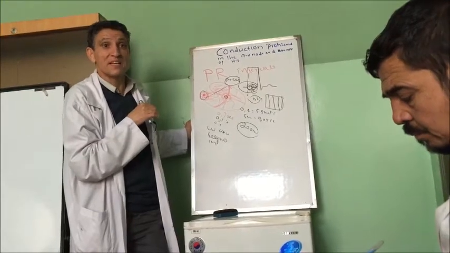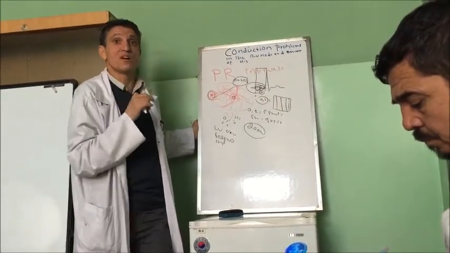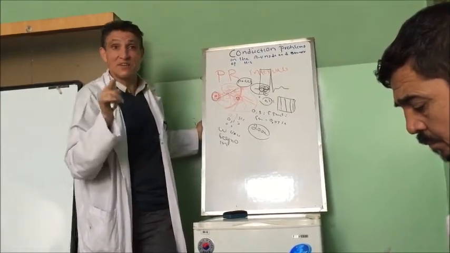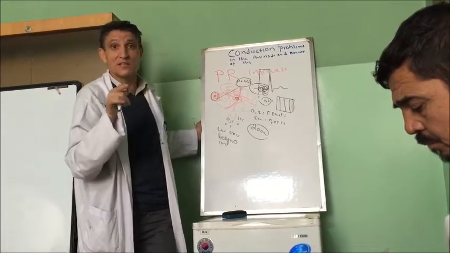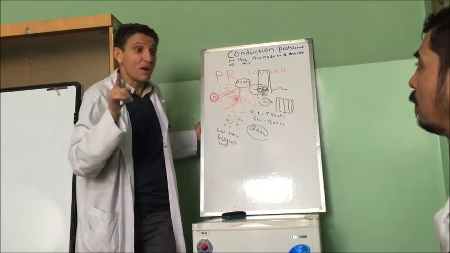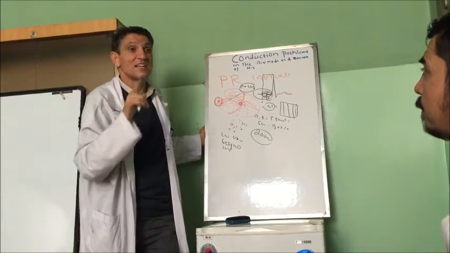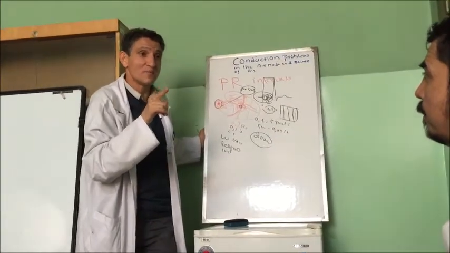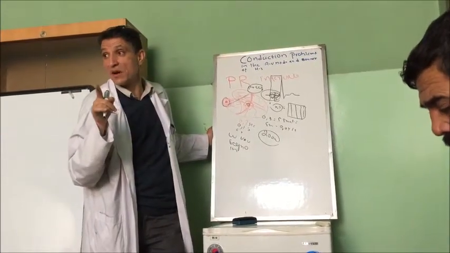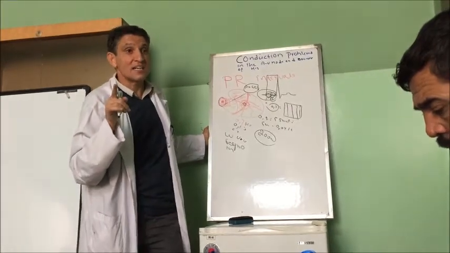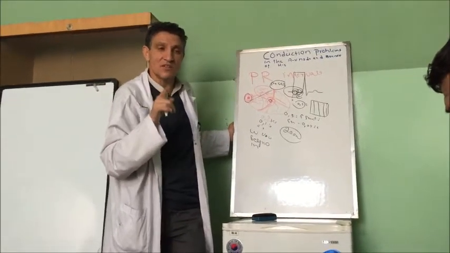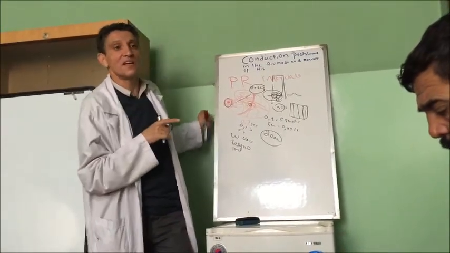So the PR interval is comprised of two parts. One is atrial depolarization, the other is AV nodal depolarization. Atrial depolarization in the ECG is represented by the P wave. AV nodal depolarization is represented by the PR segment. Atrial depolarization plus the PR segment is called the PR interval. So in the case of AV nodal block, the PR interval is very important.